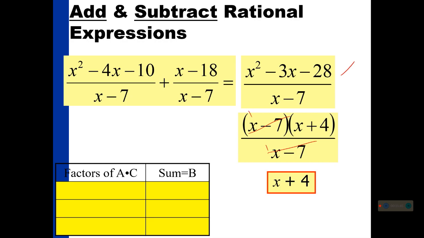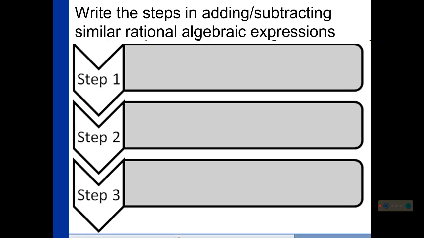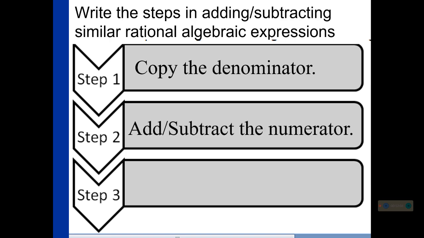Okay, any question? Okay, so again, as we have done addition and subtraction of RAE, let us have the steps in adding and subtracting RAE with similar denominators. Okay, so step 1, again, we have to copy the denominator, and then add or subtract the numerator, and then you have to simplify the result. So as long as you can simplify, as long as you can find the factors of the given answer, you are going to factor them out so that you can simplify your answer.